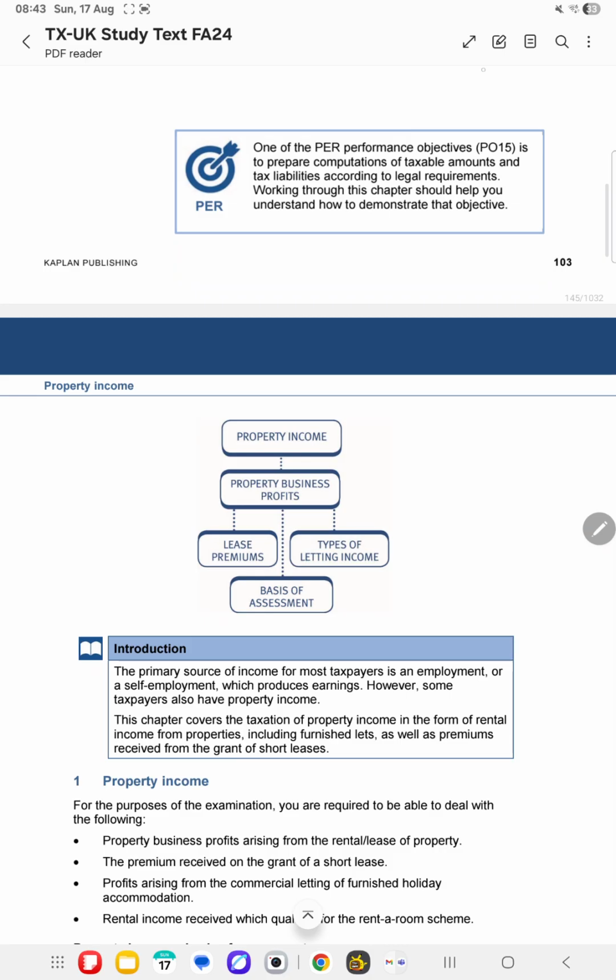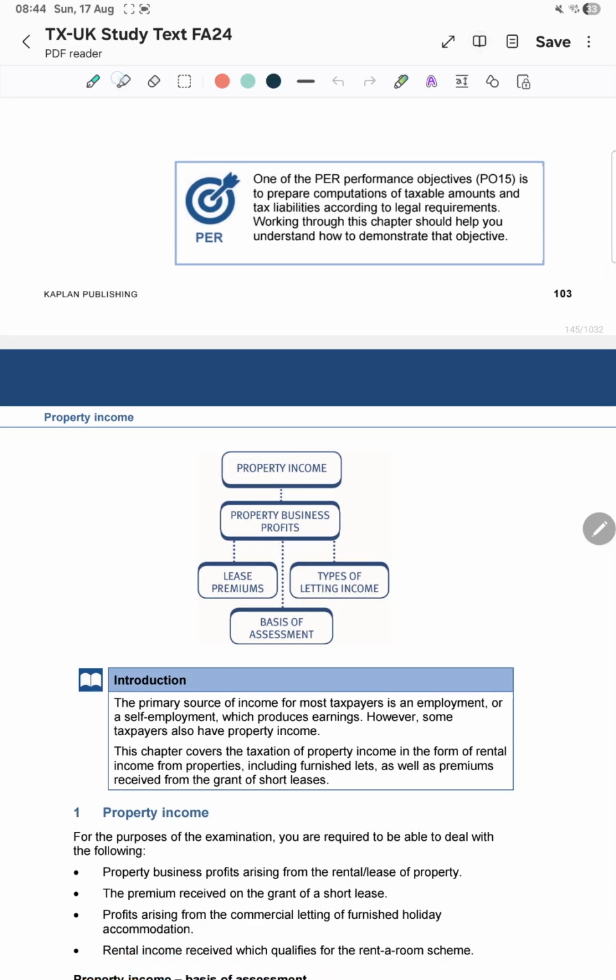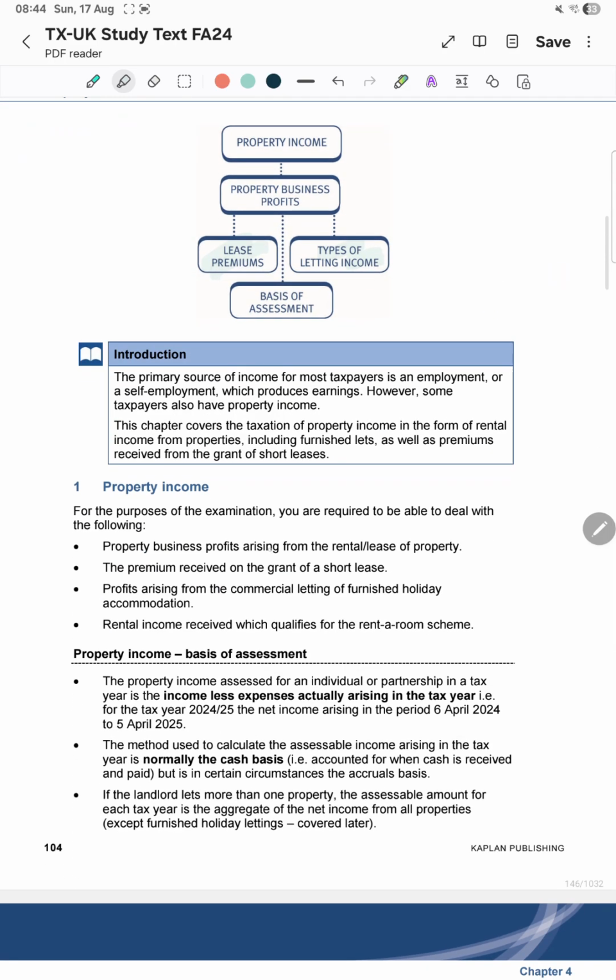property business profits, lease premiums. We have done types of letting income. Types of letting income would be profits arising from lease or rental of the property, premium on the grant of a lease, profits arising from commercial letting of furnished holiday accommodation, and rental income received for rent a room relief. We have covered the treatment for all these.